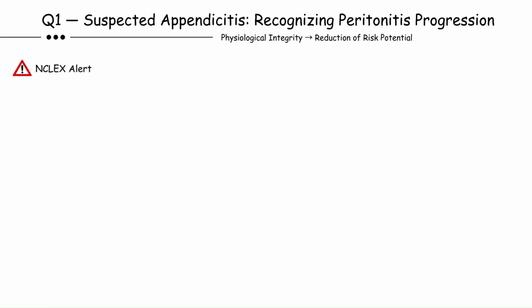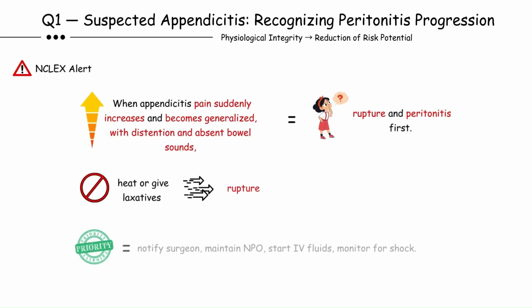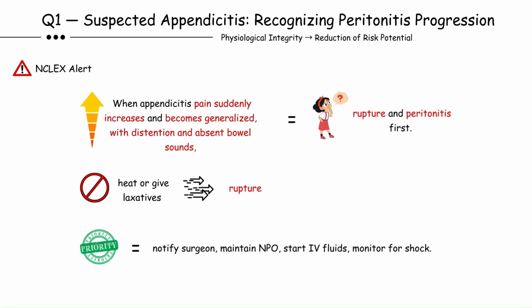NCLEX alert. When pain from appendicitis suddenly becomes generalized, when the abdomen turns rigid and bowel sounds fade, think rupture and peritonitis first. Never apply heat. Never give laxatives. Priority: notify the provider immediately.